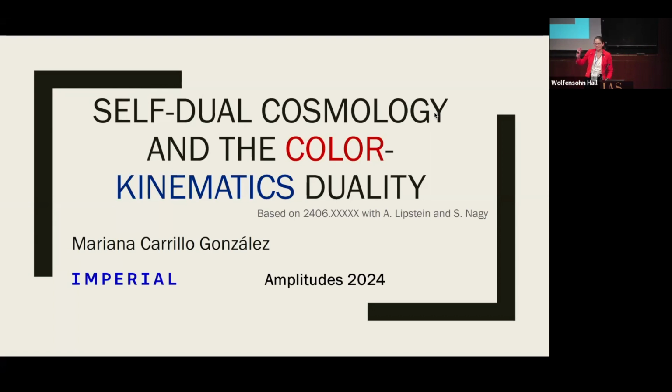And indeed, I'm going to stick to the curved space. And instead of talking about amplitudes, the idea is going to be to understand how to apply techniques that we know very well that work in flat space for amplitudes and how to use them to simplify our calculations in cosmology. So here I'm going to tell you about self-dual cosmological solutions and color-kinematics duality, aka the double copy.